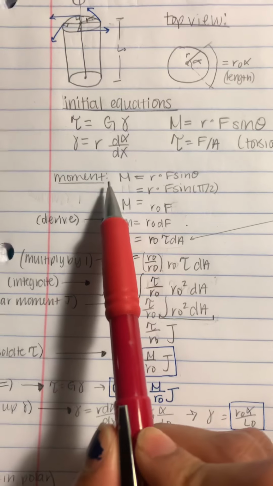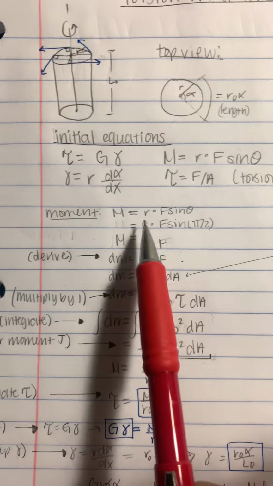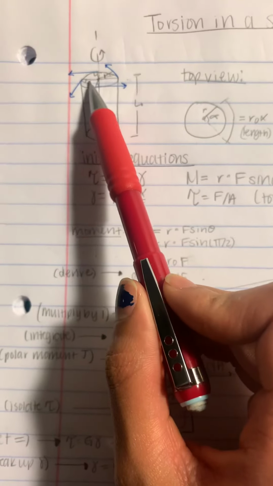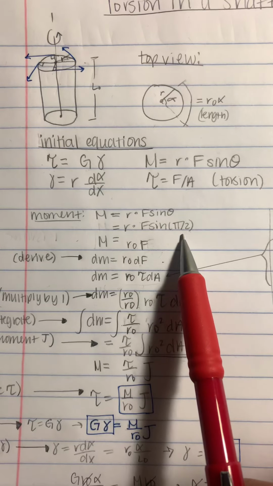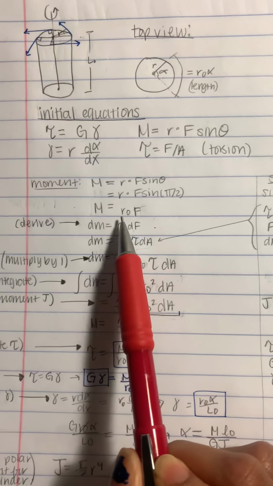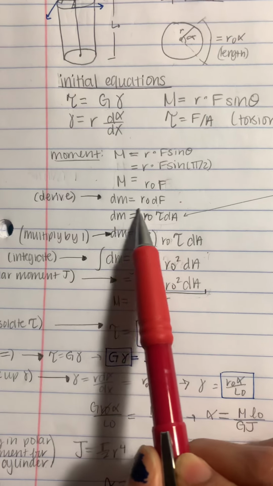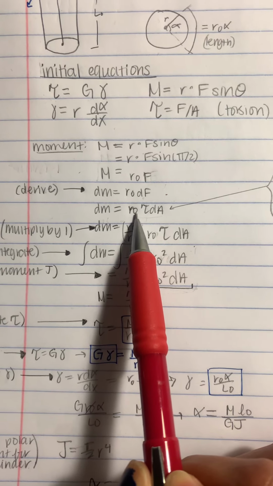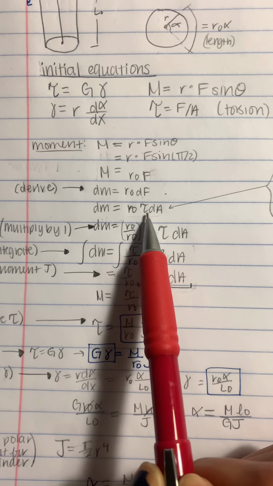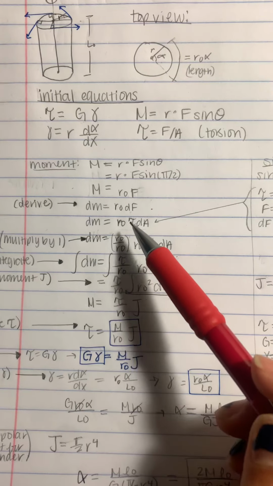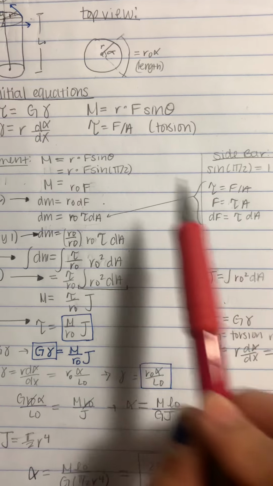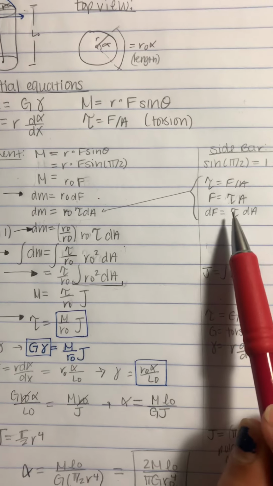Let's start with the moment. We're going to realize that moment is radius dot F sine theta, and because the angle we're looking at is perpendicular, that's represented by pi over 2, and we know that sine pi over 2 equals 1. So that simplifies into this equation. We're going to derive that equation and arrive at R initial times tau dA, and that is because dF can be found by rearranging this initial equation that we had from the beginning.